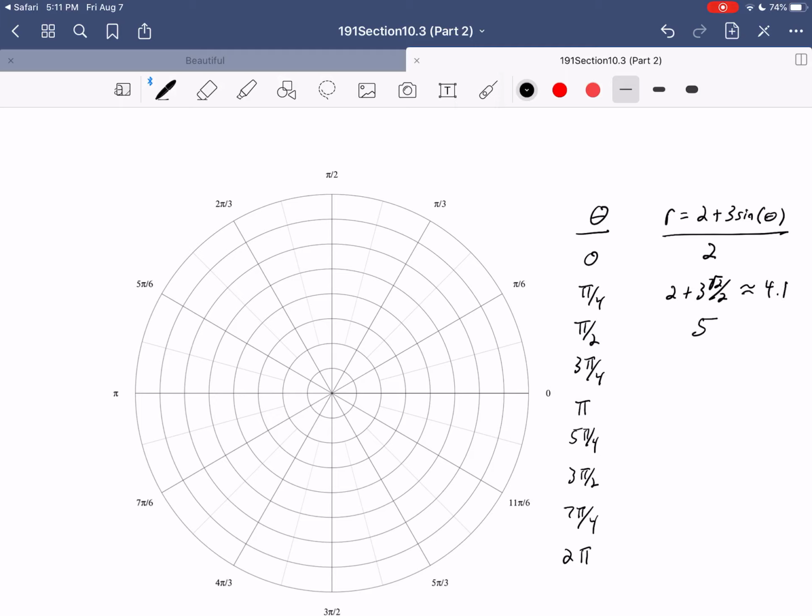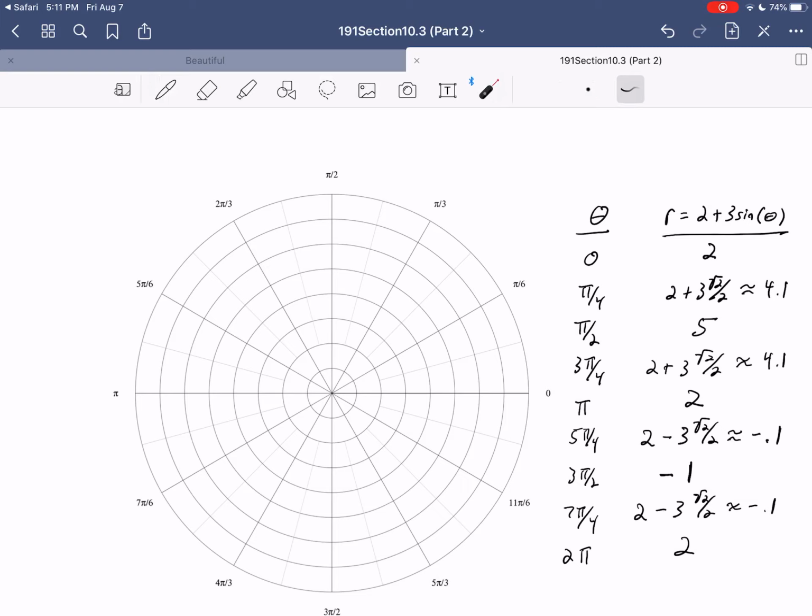Then at pi over 2, we're going to have radius 5. Then 2 plus 3 root 2 over 2, which is about 4.1. Then at pi, we're going to have 2. Then at 5 pi over 4, we're going to have 2 minus 3 times root 2 divided by 2, which is going to be barely negative, about negative 0.1. At 3 pi over 2, we're going to get negative 1. Then at 7 pi over 4, we get 2 minus 3 root 2 over 2, which is again about negative 0.1. And at 2 pi, we're at 2. You'll notice something interesting happens here because we get negative radii. And remember, negative radii means we're actually going to be in the opposite quadrant.